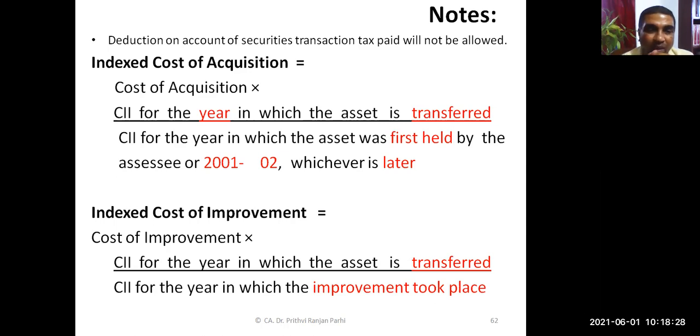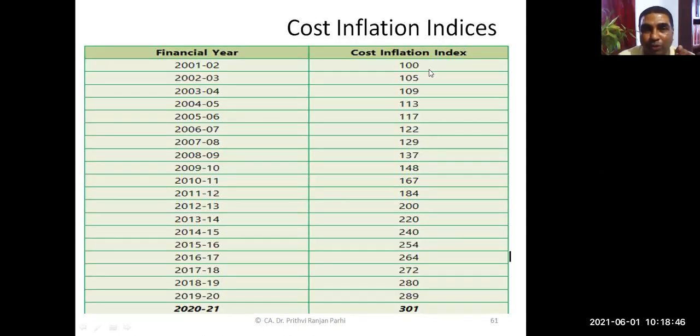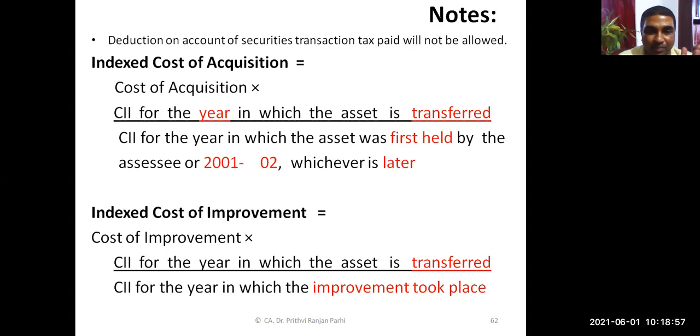Yes, sir. And what is indexed cost of improvement? Cost of improvement multiplied with CII of the year in which asset is transferred, divided by CII of the year in which improvement took place. And here improvement means improvement which has happened post 2001. Any improvement for which the cost was incurred prior to 1st April 2001 shall not be considered as cost of improvement. Okay, so this is the formula to convert cost of improvement into indexed cost of improvement. I think it's clear to you.